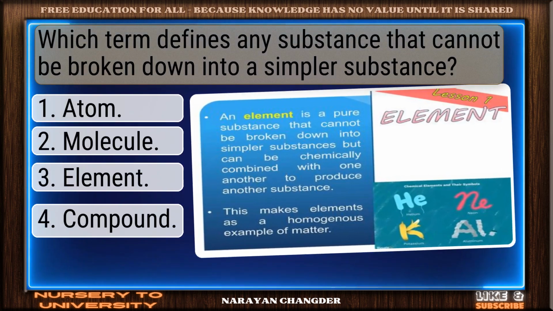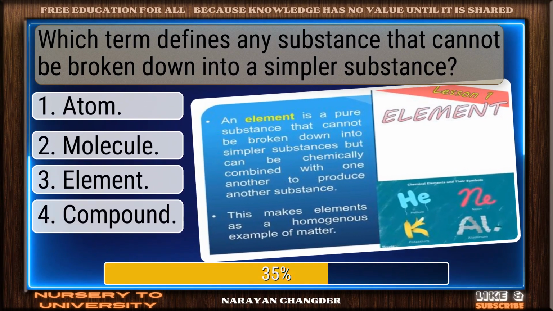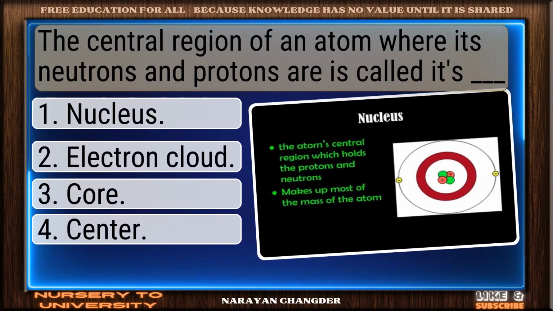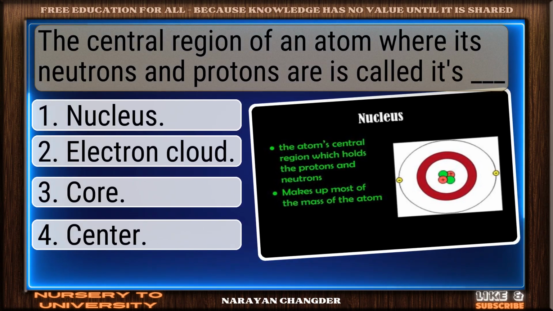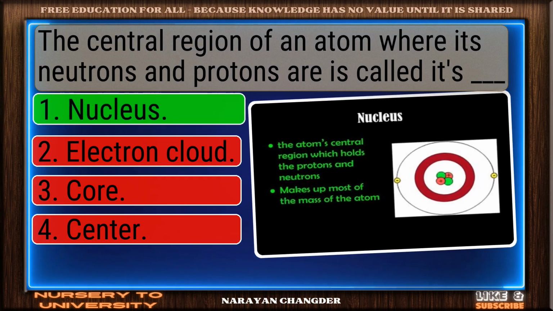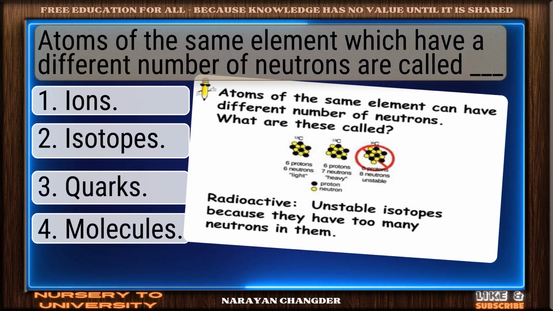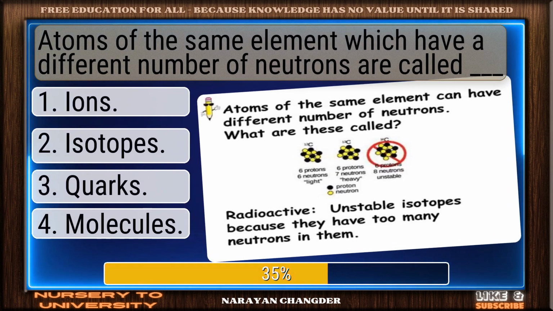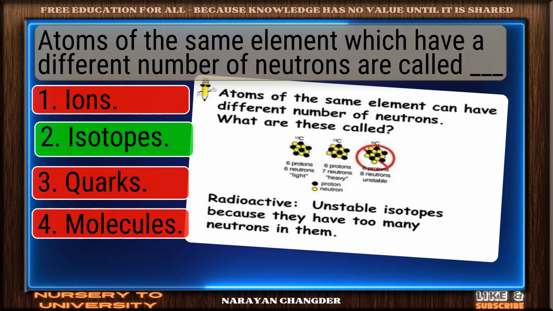Question number 52. Which term defines any substance that cannot be broken down into a simpler substance? Valid point. Element is true. Question number 53. The central region of an atom, where its neutrons and protons are, is called its dash. Right again. Nucleus is a valid answer. Question number 54. Atoms of the same element, which have a different number of neutrons, are called dash. You chose isotopes, and it is correct.